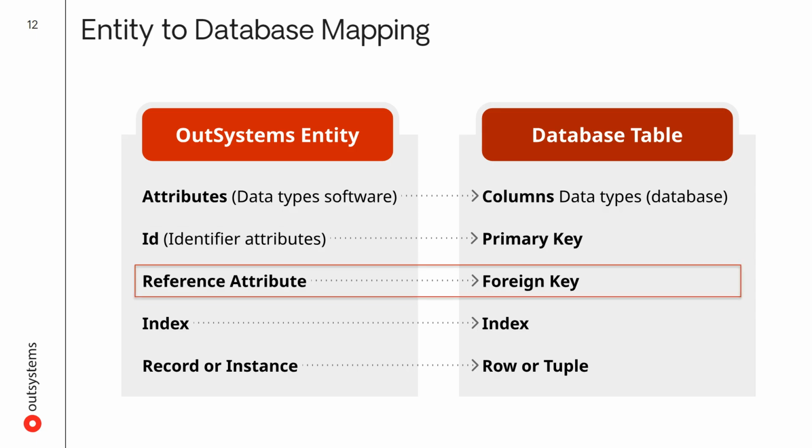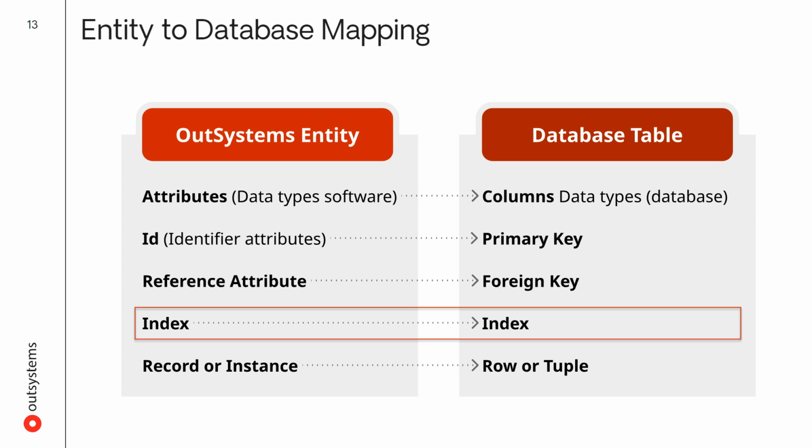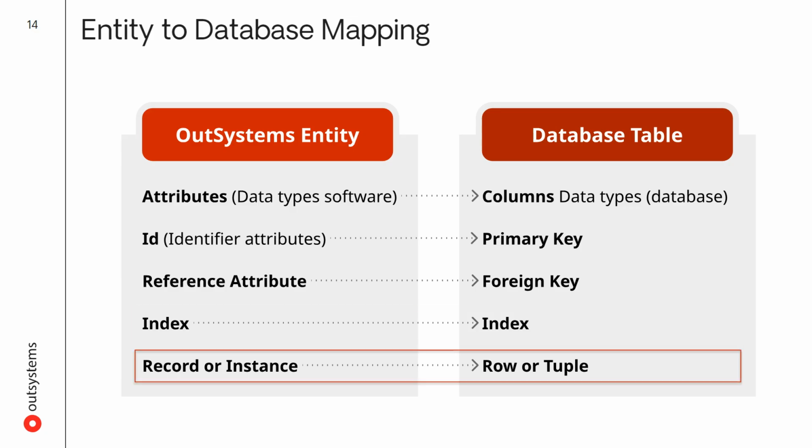Entities can also have references to other entities, which we define through reference attributes, and those are foreign keys in the database. Our entities can also have indexes, which are actually an index of the database table. Finally, entities can have records or instances, so we might have multiple instances of a customer. Those are rows inside the customer table in the database, which sometimes are also referred to as tuples.